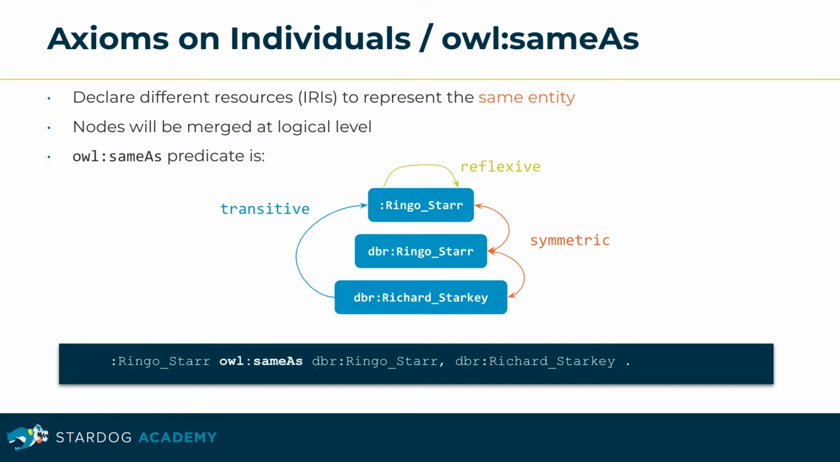The OWL sameAs predicate operates on individuals, that is, class instances. It declares that different resources represent the same entity. The alias resources will be merged automatically at the logical level, making use of the OWL sameAs characteristics. It is being reflexive, symmetric, and transitive. The example states that the identifier Ringo Starr in the default namespace represents the same resource as the IRIs Ringo Starr and Richard Starkey in the DBpedia namespace, so they may be used interchangeably.